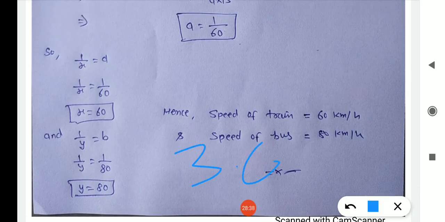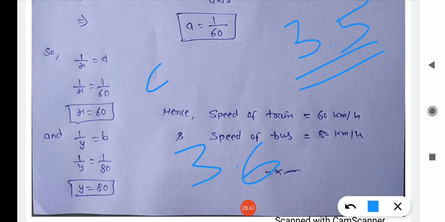Okay students, and our chapter is also complete. We don't do exercise 3.5 because it is based on the cross multiplication method. The cross multiplication method is deleted from our new syllabus for session 2020-21. And if there are some word problems in exercise 3.5, we use the elimination method or substitution method to solve them. So our chapter number 3 is complete.